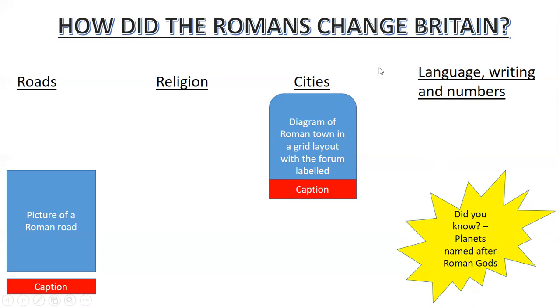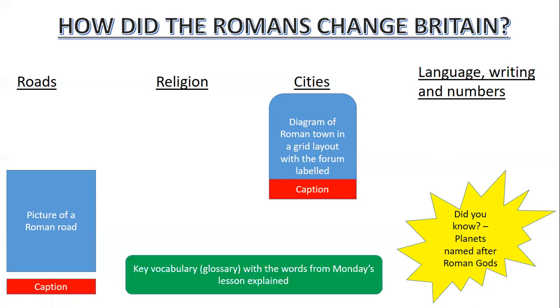I also think now, though, I need a glossary, because I think yesterday we wrote down 5 or 6 keywords, which people might know what they mean, might not know what they mean. So I figure I need that. So I'm going to put that there at the bottom. I'm going to put a key vocabulary or glossary with the words from Monday's lesson explained. Now, the only thing I haven't got is a key fact box, but I think I've got a did you know box. I don't have to include everything. So I think that looks good as it is.